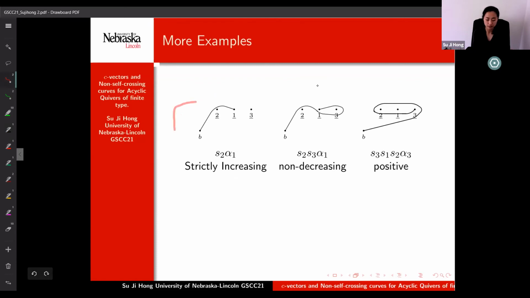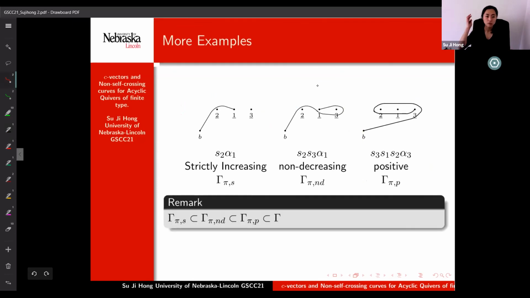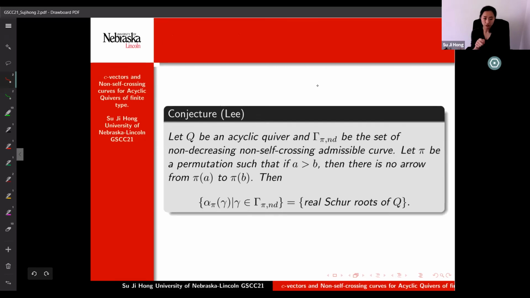We say that this is strictly increasing. We're going to say something like this is non-decreasing. This is going to be positive. And what Gyeongyung conjectured is that non-decreasing, non-self-crossing curves would be enough to describe all real Schur roots. And that was his conjecture.